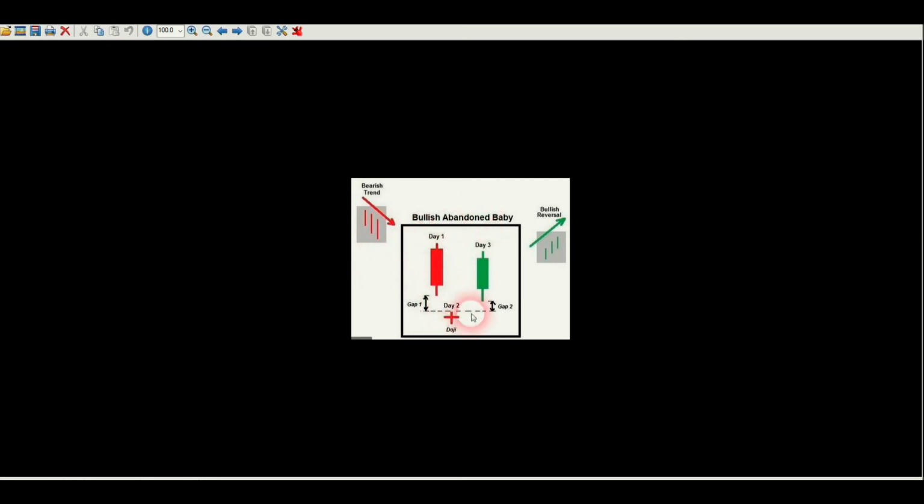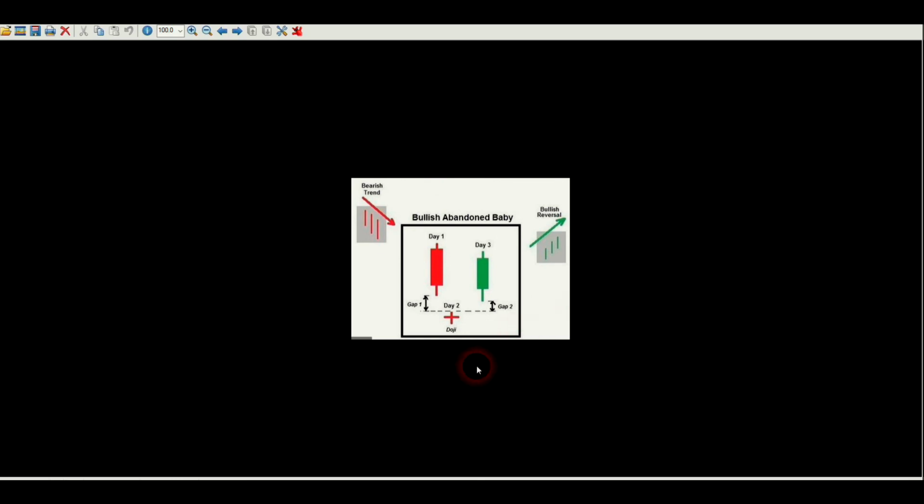If it's a bullish abandoned baby, it will appear at the bottom of the chart, bottom of a trend where the bearish trend is this way. There's been a gap between the close of this candle and the opening of this candle, and similarly there's a gap between the opening of this candle and the close of this candle. So very strong bullish reversal candle. Obviously if it was the other way around, it would be a very strong bearish abandoned baby candle.